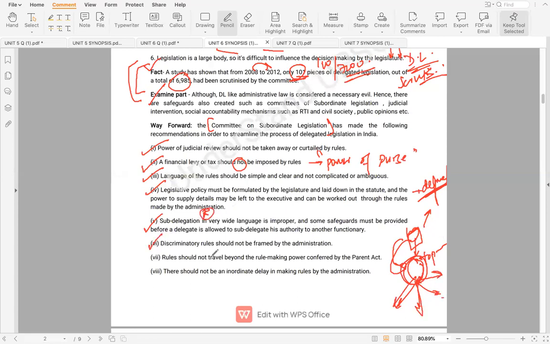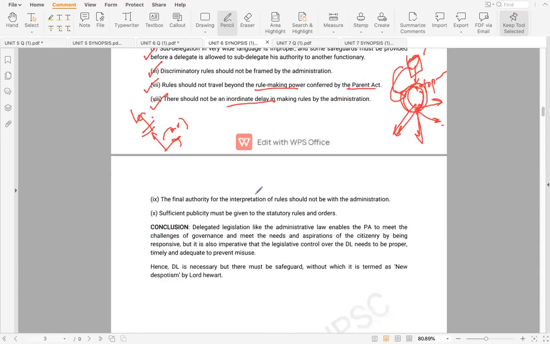Discriminatory rules should not be framed. Rules should not travel beyond the rule-making power conferred by the Parent Act. So, for example, whatever power the legislature enjoys, if you bypass that, then that's a problem, right? This is exactly what this point says. There should not be an inordinate delay in making rules by the administration.